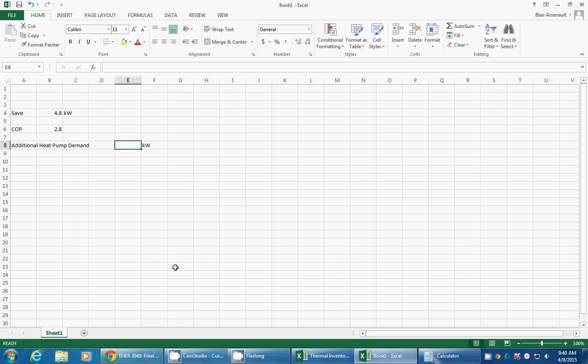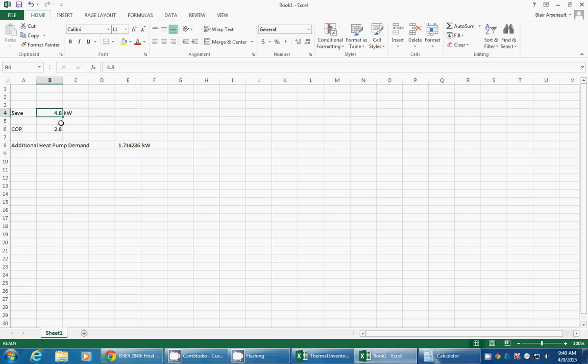4.8 divided by 2.8. Exactly. So our additional heat pump demand then becomes 1.7. Yeah, and that's just the way we're doing it for this. It would probably be less than that. It would probably be more. You think so? Because the lights, like I said, are on. They're pumping out 4.8 kilowatts.